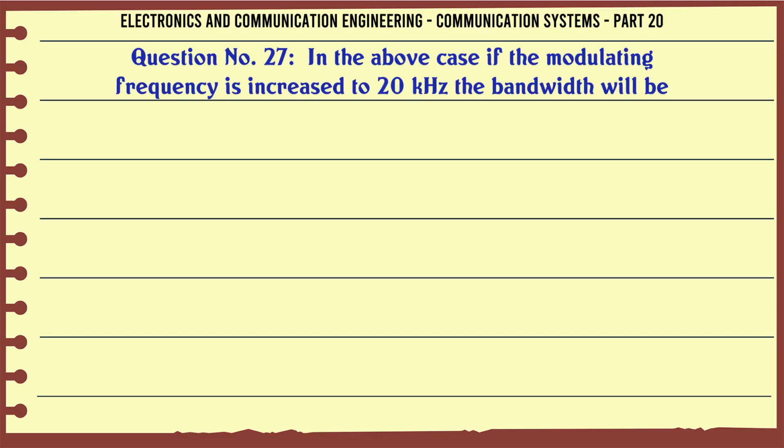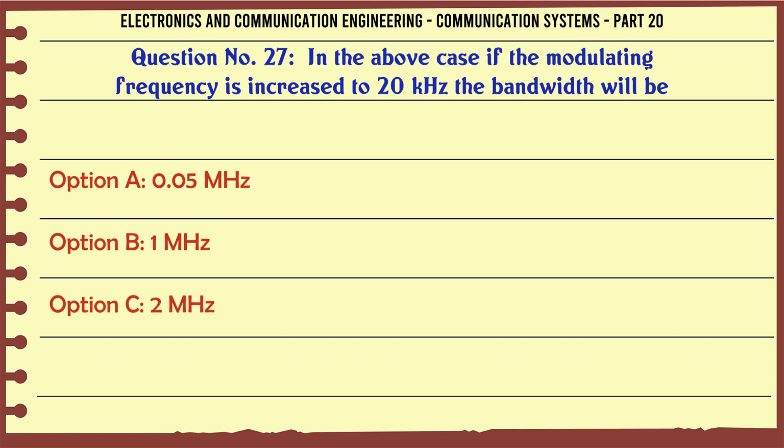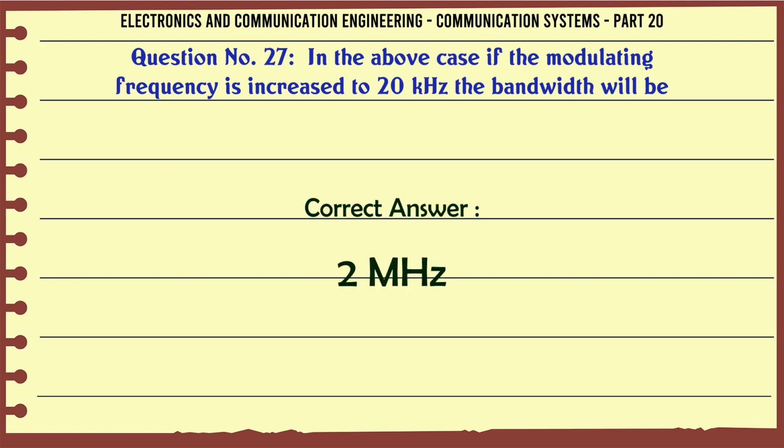In the above case, if the modulating frequency is increased to 20 kHz, the bandwidth will be A. 0.05 MHz, B. 1 MHz, C. 2 MHz, D. 4 MHz. The correct answer is 2 MHz.